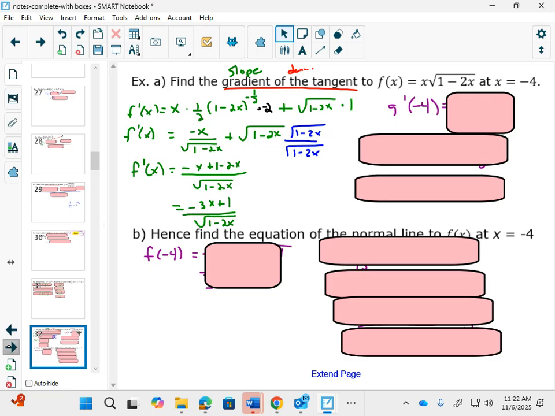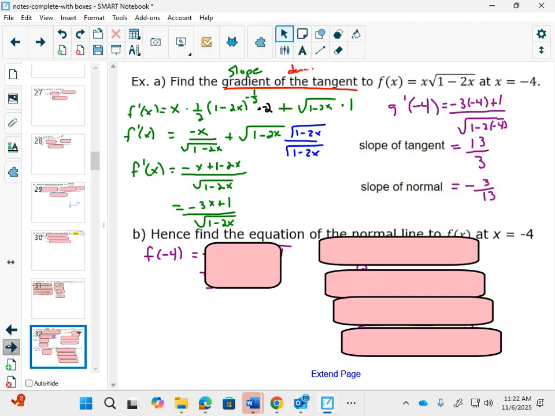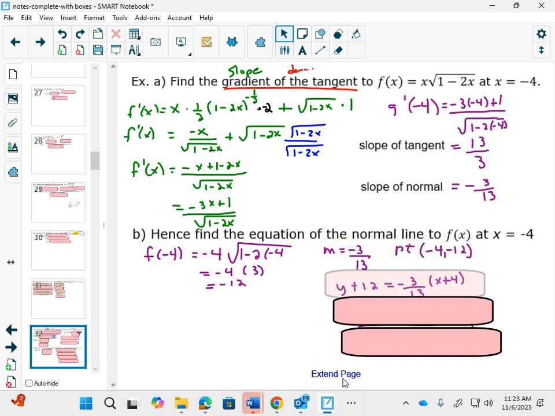Now that I have it simplified, I could just plug in my negative 4. And I could find my slope of my tangent. Just a reminder, you could also find the slope of your normal, which is important for B because it says find the equation of the normal line. And the two things you need to find an equation are the slope, which we have from part A, and a point. And we could find a point by just plugging in negative 4. There's our slope, there's our point, there's our equation.